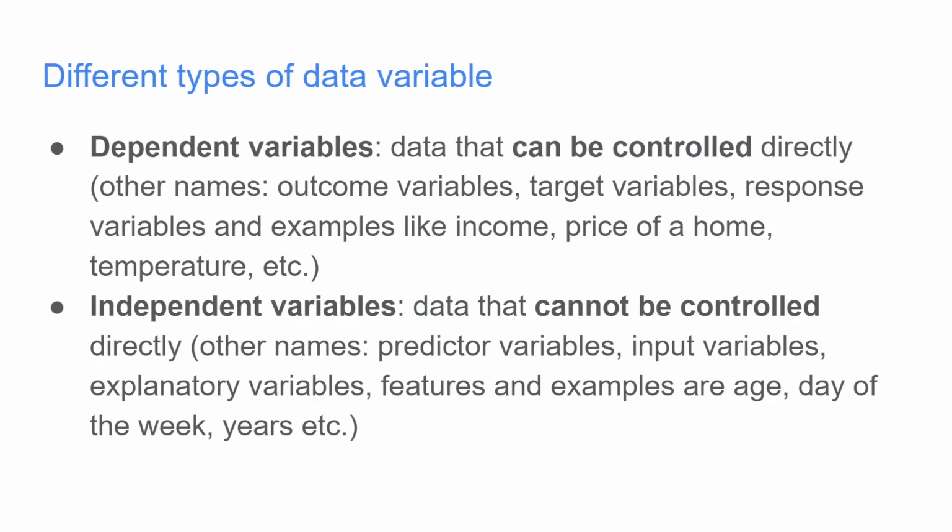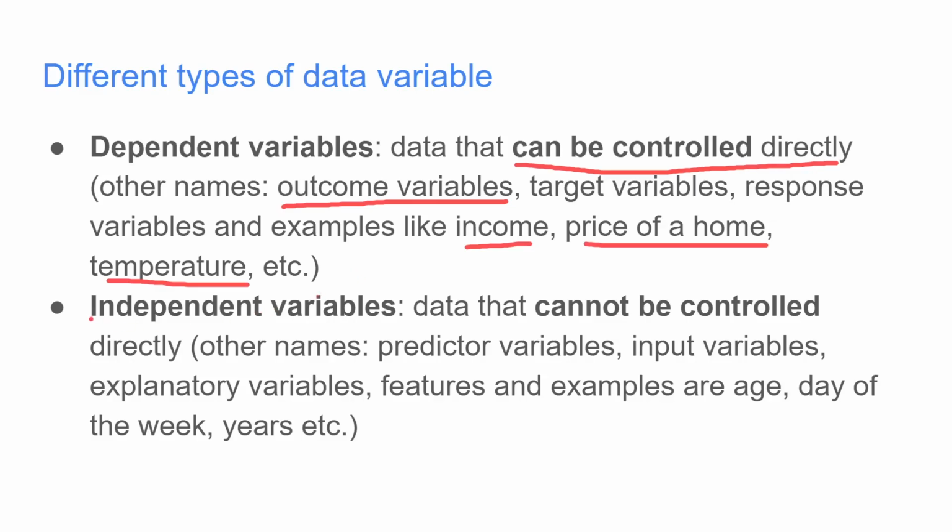Then when it comes to variables, there are different types of data variables. Mostly these two types: dependent variables and independent variables. Dependent variables, in simple terms, are the data that can be controlled directly. So if we can control directly, then it's called dependent variables. Other names for dependent variables are outcome variables, target variables, response variables. Examples are income, price of a home, temperature, etc. So these are like outcomes whose data can be controlled directly.